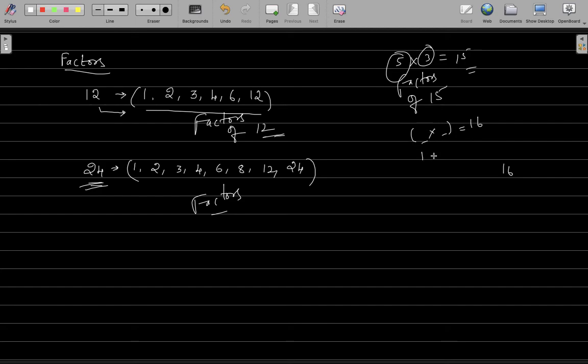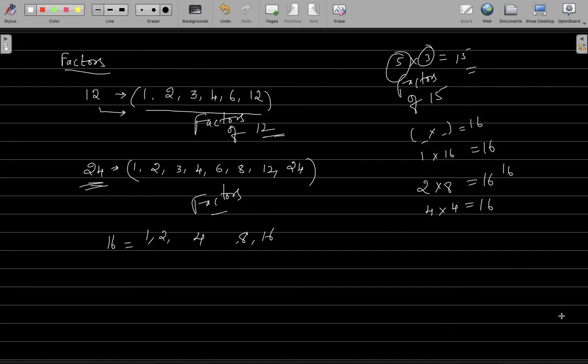Suppose I start with 1. 1 times 16 will give you 16. So factors of 16 are 1 and 16 definitely. But before that we want to see if there are any more numbers which give me the same result. Now you know 2 times 8 is 16. So you have 2 and 8 as the next set of two factors. 3 does not divide, but yes, 4 times 4 is 16. So we have 4. 5, 6, 7 don't divide 16. What we have is 8 and the next number is 16 itself.